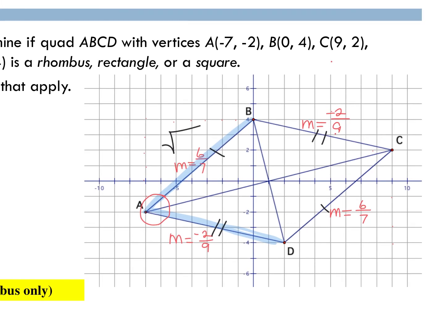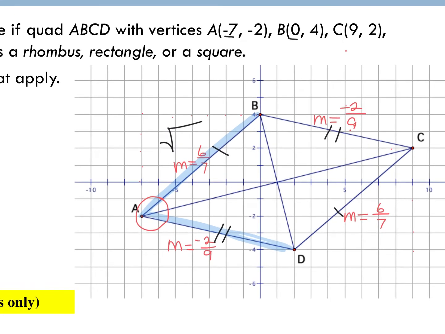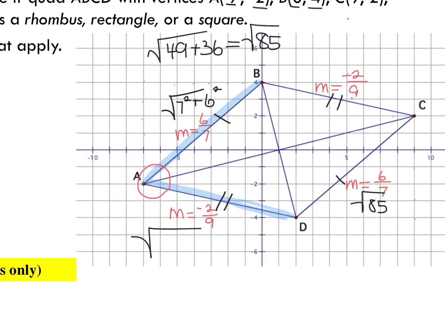All right, so let's find the distance between A and B. So from negative 7 to 0 is a distance of 7 squared, plus negative 2 to 4 is a distance of 6 squared. So I would get the square root of 49 plus 36. This is going to equal the square root of 85. Okay, so I know automatically this one has to be the square root of 85 because I know it's a parallelogram.